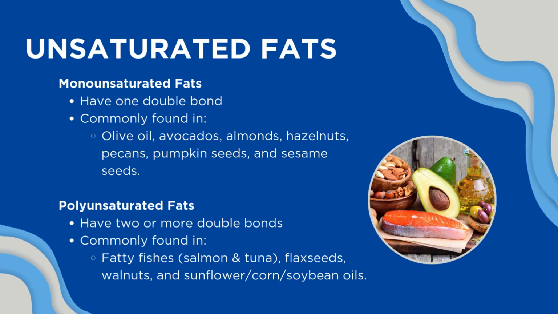Now we are going to discuss the two different types of unsaturated fat: monounsaturated and polyunsaturated. Monounsaturated fats only have one double bond in their chemical structure. These are commonly found in foods such as olive oil, avocados, almonds, hazelnuts, pecans, pumpkin seeds, as well as sesame seeds. Polyunsaturated fats, on the other hand, have two or more double bonds. They are commonly found in foods such as fatty fishes like salmon and tuna, flax seeds, walnuts, as well as sunflower, corn, and soybean oils.